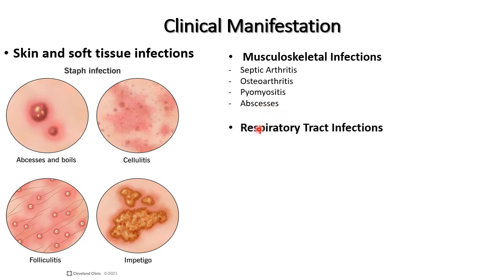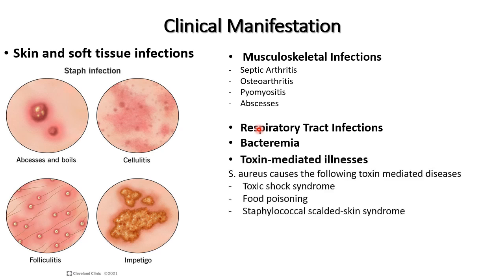Then we have also respiratory tract infections. Mostly with these guys, they'll present with infections as opportunistic. Let's say, for example, the patient had a previous viral infection, and then Staphylococcus aureus jumped in as an opportunistic infection. Then we also have bacteremia, which, with its complications, will lead to valvular endocarditis, and also we can have septic shock. Then we also have toxin-mediated illnesses, of which we've already discussed, things like toxic shock syndrome and food poisoning.